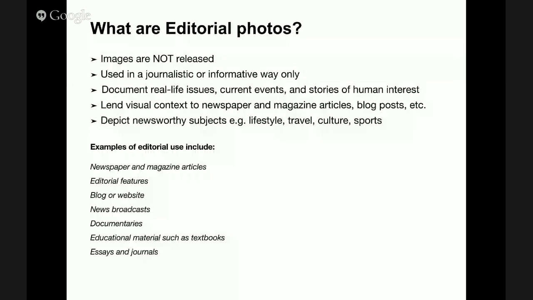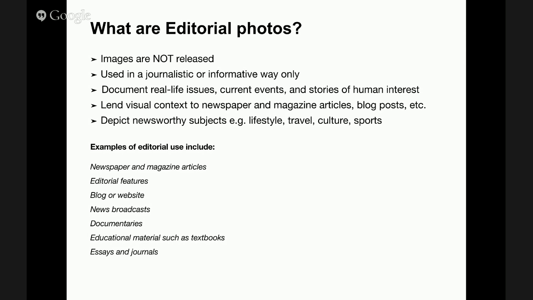Going back to the slide, Heather's put together some more examples of editorial usage. A lot of times these images are getting picked up for newspaper and magazine articles. They give the visual context to articles, and they're used as editorial features, blogs or websites, news broadcasts, documentaries, educational materials such as textbooks, essays, and journals. Any way that's educational, informative.